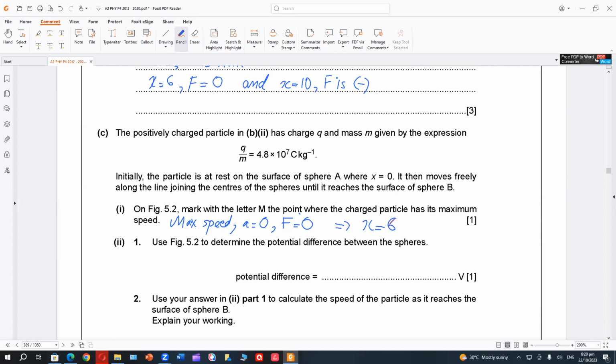Use figure 5.2 to determine the potential difference between the spheres. Now, how do we do that? It's only a 1 mark question. Determine the potential difference between the spheres.